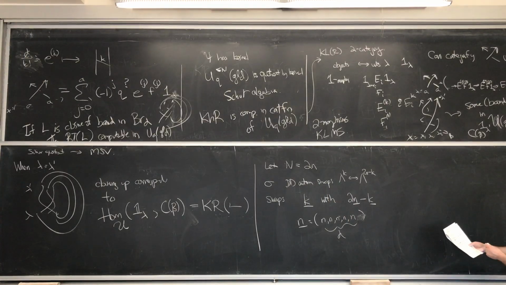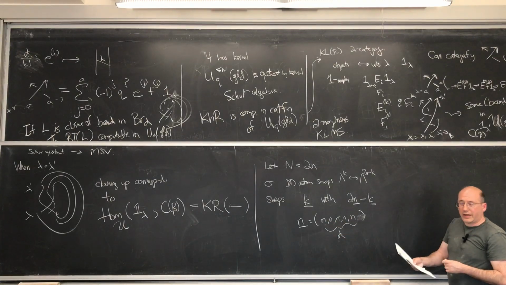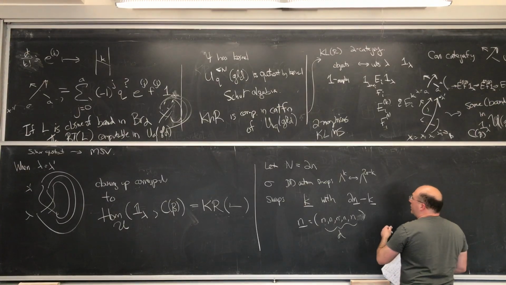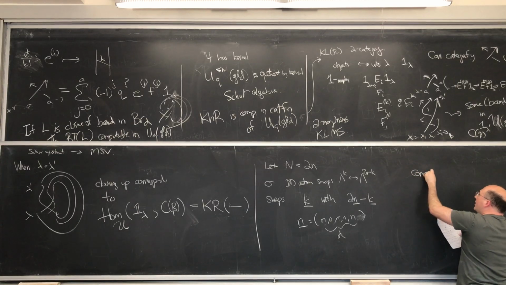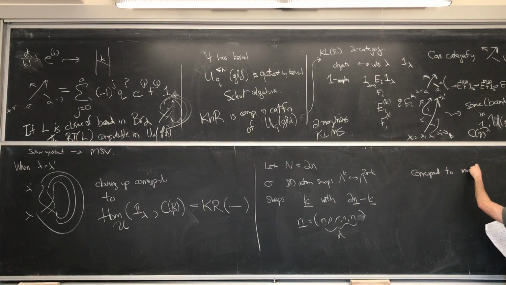Okay? So this swaps k with 2n minus k. 2n is, of course, 2n. So this corresponds to some sort of involution tau acting on UQGLD with all these idempotents, right? That swaps 1k with 1 2n minus k.